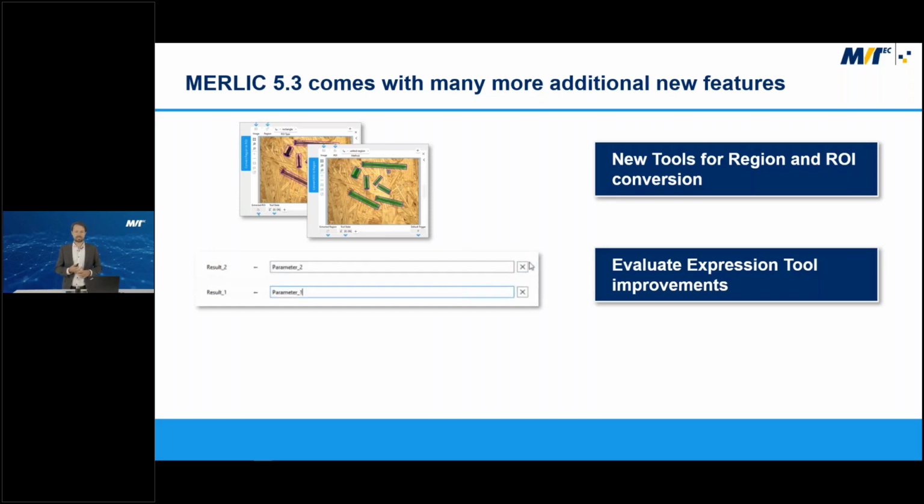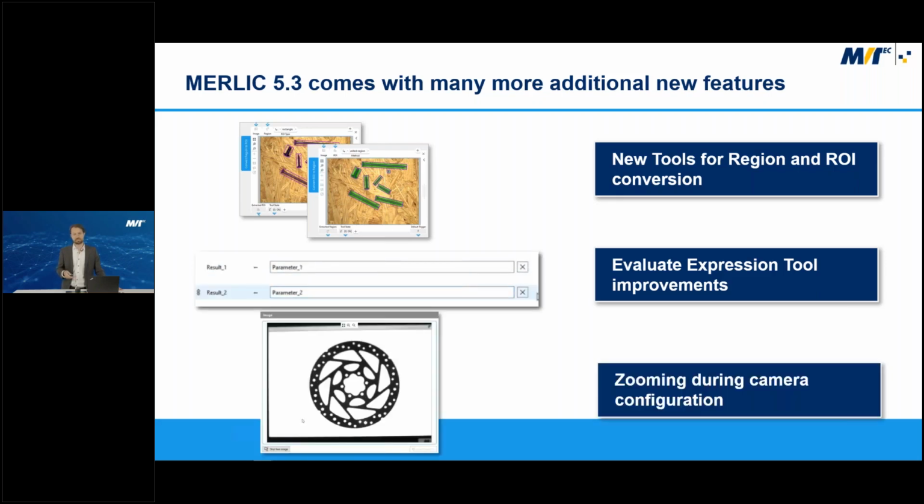The next feature is our improvements to the evaluate expression tool. One improvement is that you can just drag and drop the order of your calculations, and that's important if, let's say, a second calculation requires the result from the first, so the order is important. In the past, you had to remove the bottom and then do it again. So now you can just easily drag and drop those.